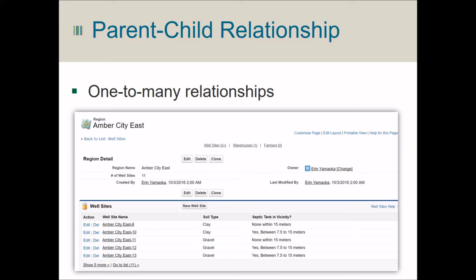In the example shown, we have a region object and a well site object. Region is the parent and well site is the child. Since a parent-child relationship was created between these 2 objects, I can easily see in my system all of the well site records that belong to the Amber City East region record.